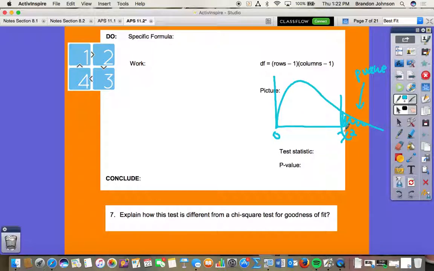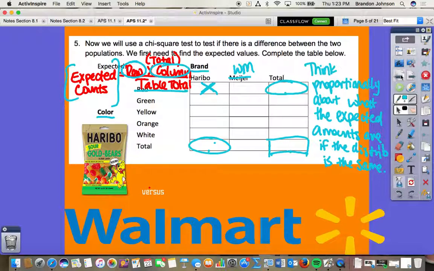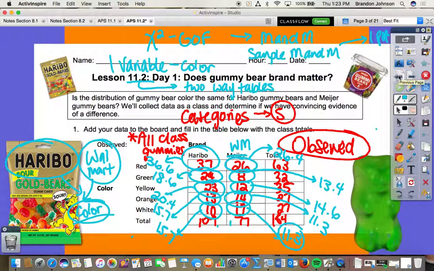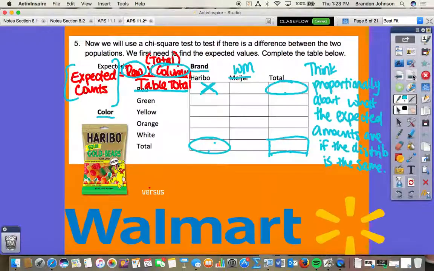We also remember that the degrees of freedom, here's the kicker, okay? Because we don't just have one population, we have two. We would state that the degrees of freedom is rows minus 1 times columns minus 1. So if we go back here, and what we mean by that, exclude the totals, right? So excluding this and this one here, okay? We would do the Haribo, okay? So Haribo and Walmart, those are 2. So 2 columns, minus 1 is 1. And 5 rows, minus 1 is 4. So 4 times 1 is the degrees of freedom over here.